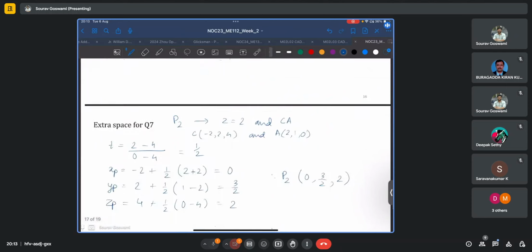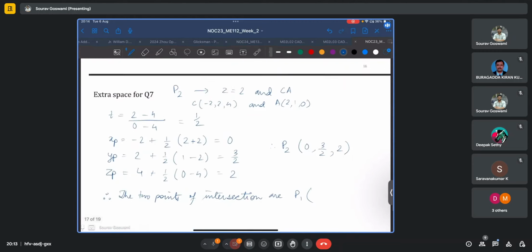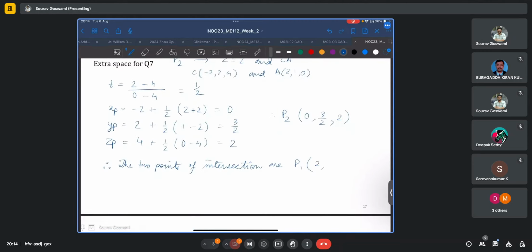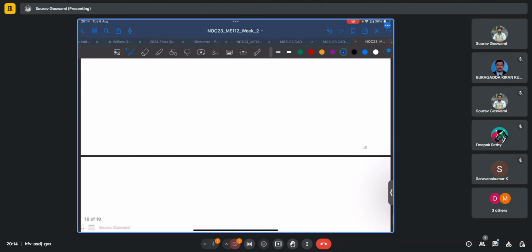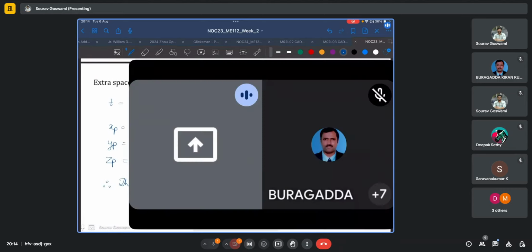And this is all that was asked. Therefore, the two points of intersection are P1: 2, 8 by 3, 2 and P2: 0, 3 by 2 and 2. That's all the illustrative examples I had for today.